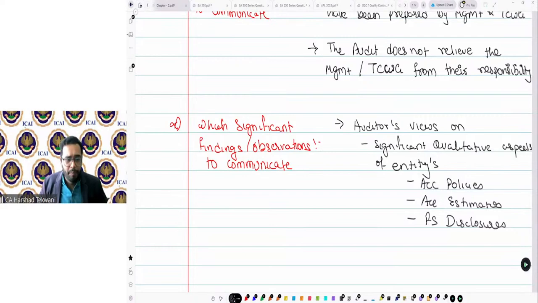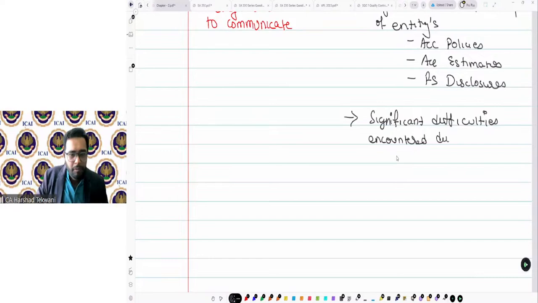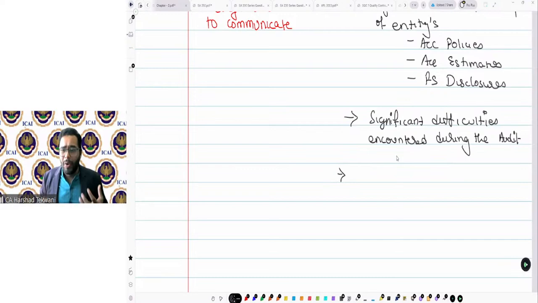Then, second is significant difficulties encountered during the audit. For example, you are not getting the data, there is a limitation on the scope, management is behaving rudely. Sometimes significant difficulties arise, or you are encountering them at the time of audit.